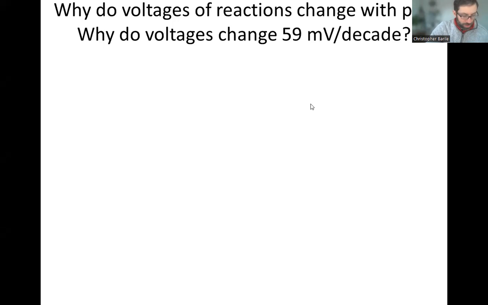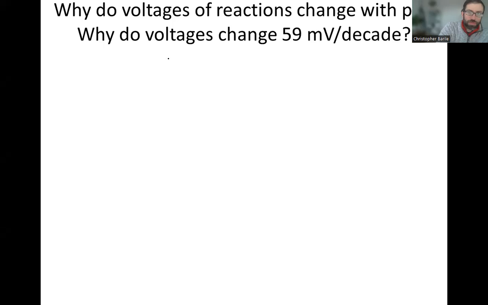All right, in this video, we're going to answer two very common questions in electrochemistry, which are why do voltages of reactions change with pH? Oftentimes they do, not all the time. And why do voltages oftentimes change at a rate of 59 millivolts per decade or per pH unit?